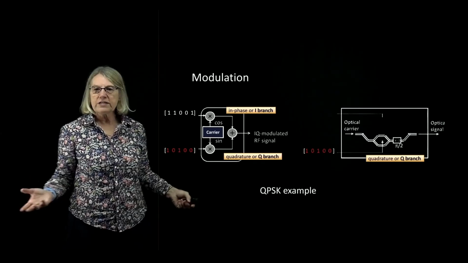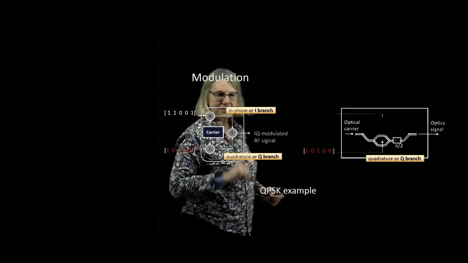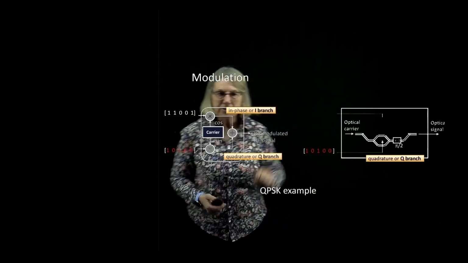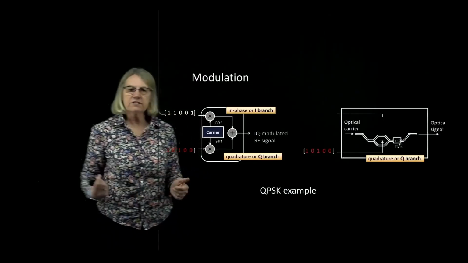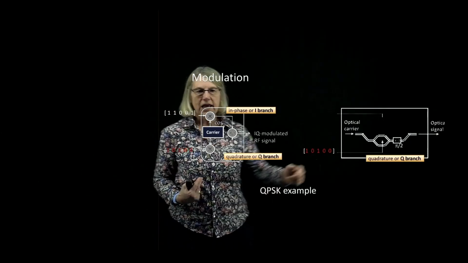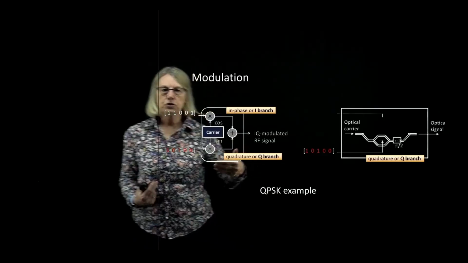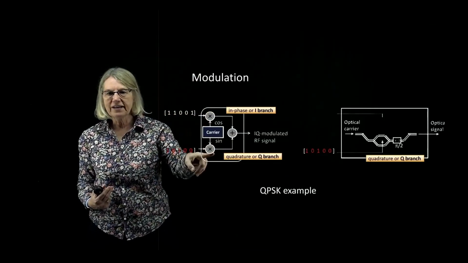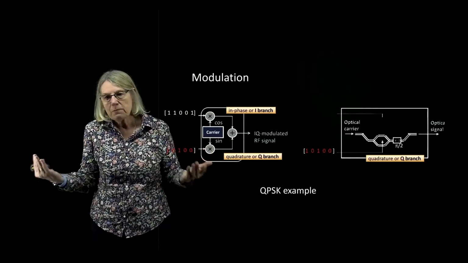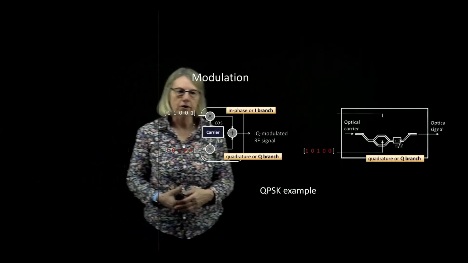Now, what do I do for the QPSK example? Well, it pretty much looks the same. The only difference is I'm going to introduce a phase shift in one of the arms in order to turn what was a cosine into a sine. In other words, to make them orthogonal to one another.